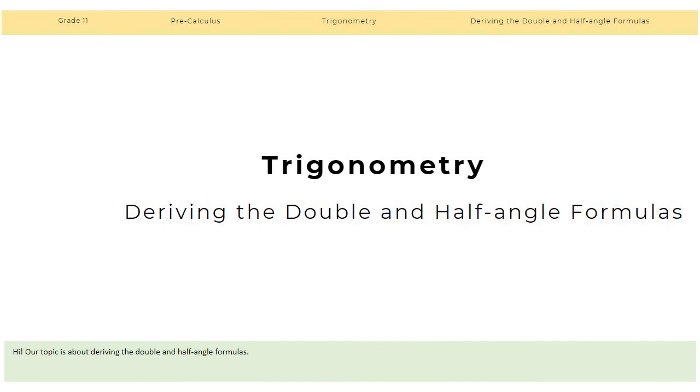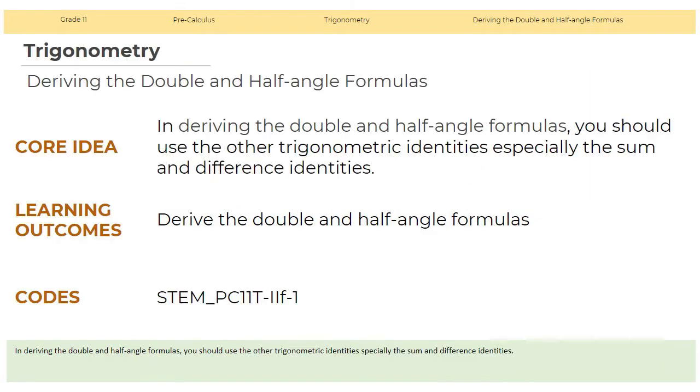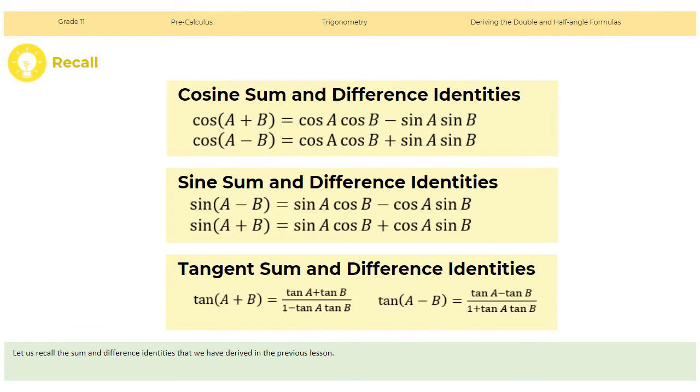Good day, students. Today, we will be discussing deriving the double and half angle formulas. In deriving the double and half angle formulas, you should use the other trigonometric identities, especially the sum and difference identities. For the learning outcome of this session, it is expected for you to derive the double and half angle formulas. Let us recall the sum and difference identities that we have derived in the previous lesson.